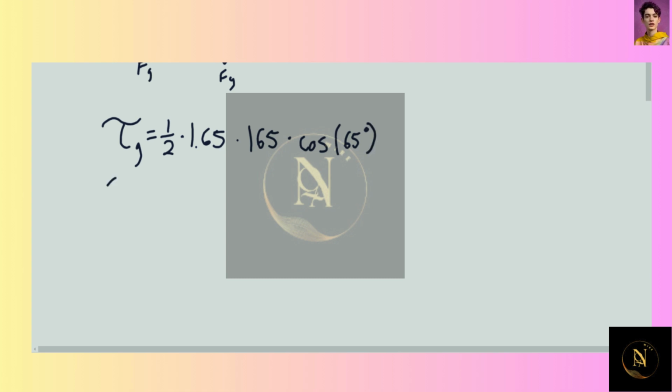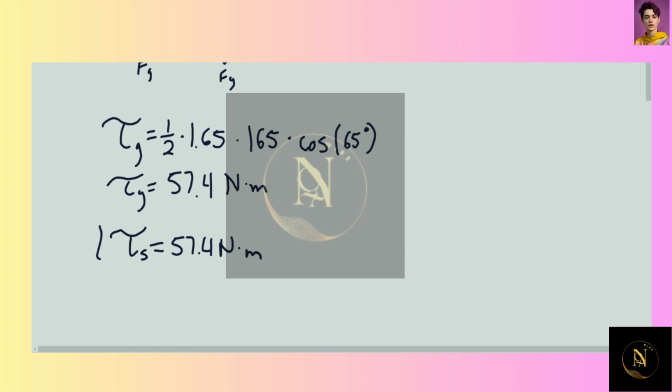If you plug that into your calculator, you get torque due to gravity is equal to 57.4 newton meters. Because earlier we said that the magnitude of the torque caused by gravity and the torque caused by the string are equal, we can then say that the torque caused by the string is also equal to 57.4 newton meters. And that's how you do this problem.